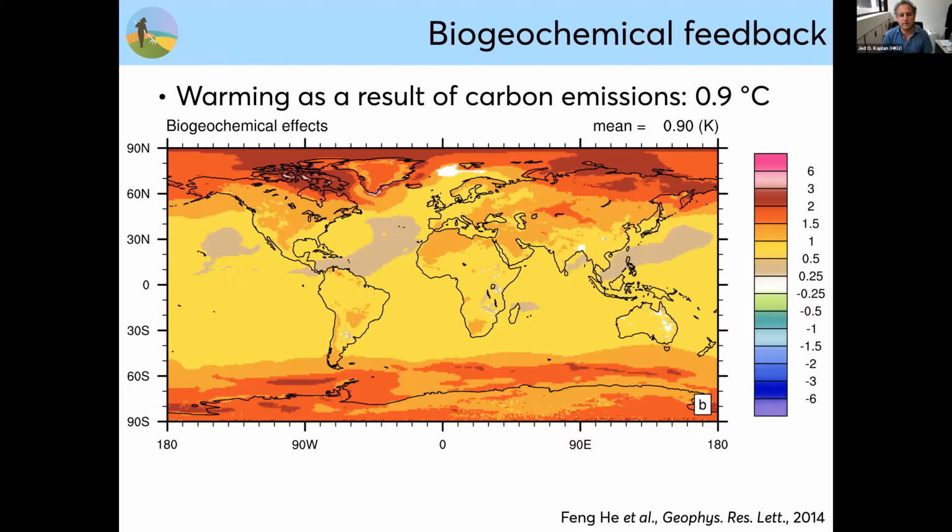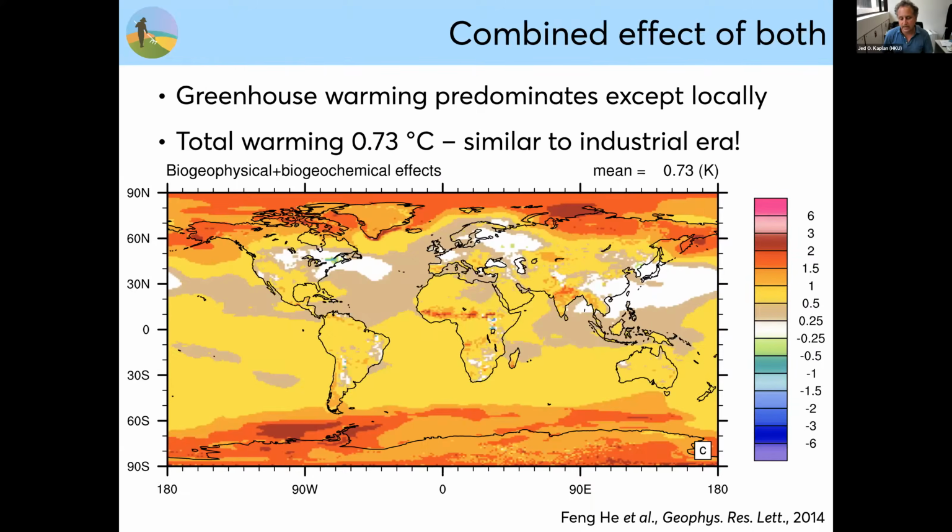So we can take this biogeochemical effect and we can merge it together with the biogeophysical effect, and we have the total change in global climate that might have occurred as a result of human activities, at least in part, over the Holocene. And that is a warmer world of about 3/4 of a degree with lots of geographic variability, okay?